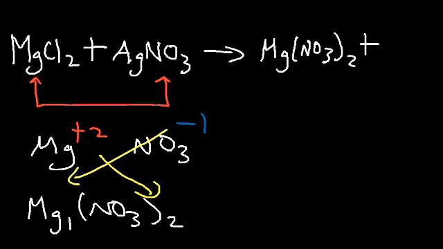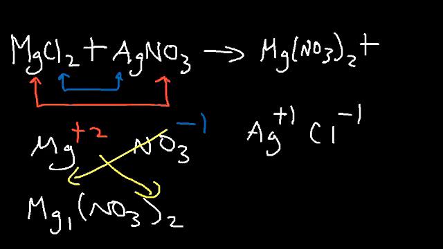Now for the other product, we need to pair up Ag with Cl. Ag has a +1 charge, and chloride has a -1 charge. If the charges are the same, you can just simply write them together. So this is going to be AgCl.